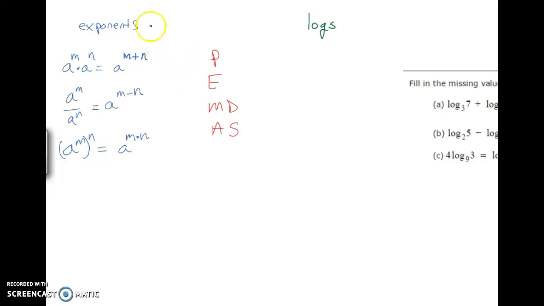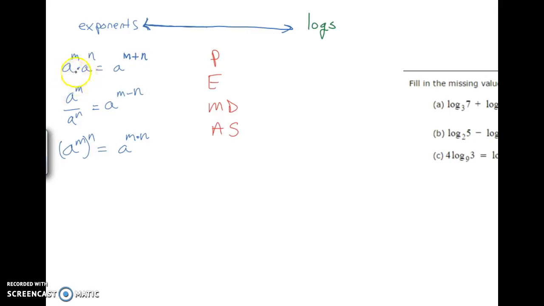As you've probably figured out, we're trying to draw a very strong connection between logs and exponents. And exponents have these great properties that you guys know really, really well. And it should be no surprise that log is going to have similar properties. Let's do a quick review of these exponential properties so you know what I'm talking about.